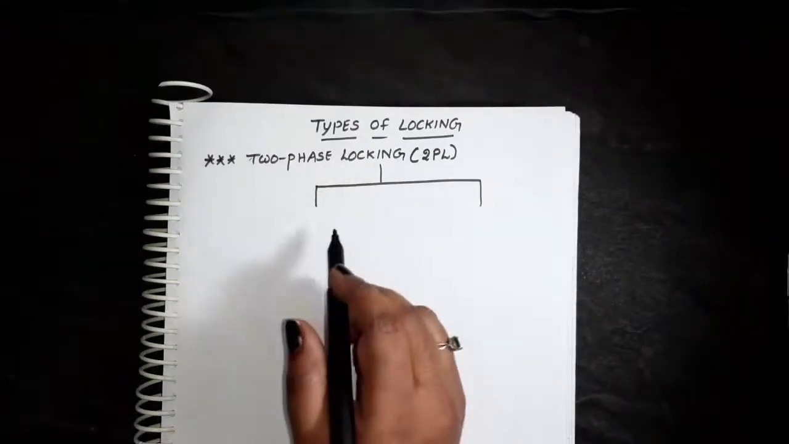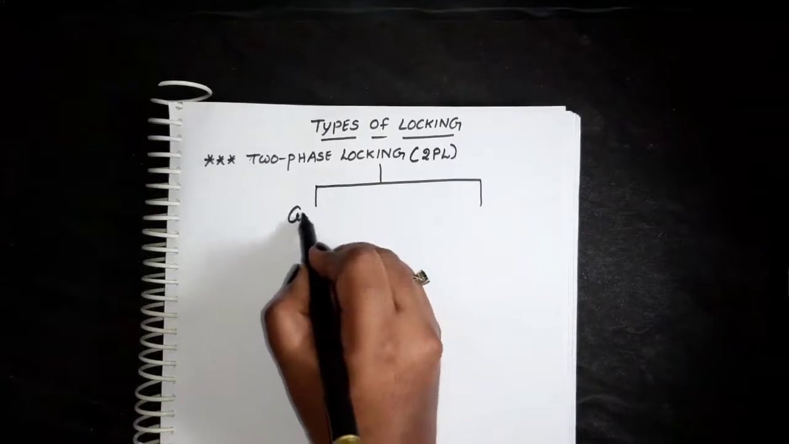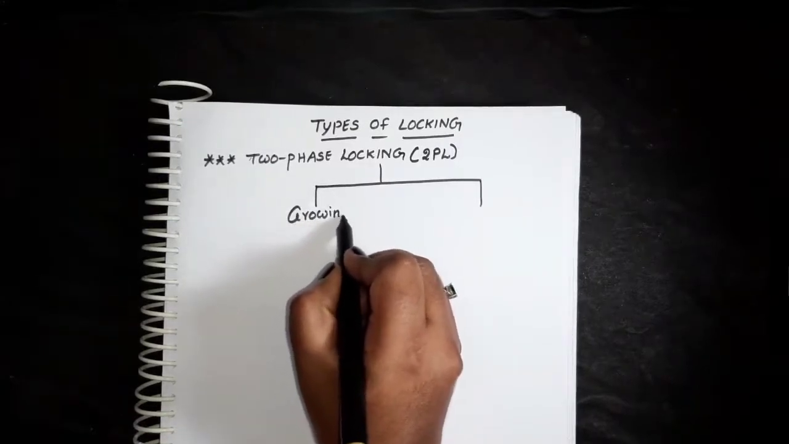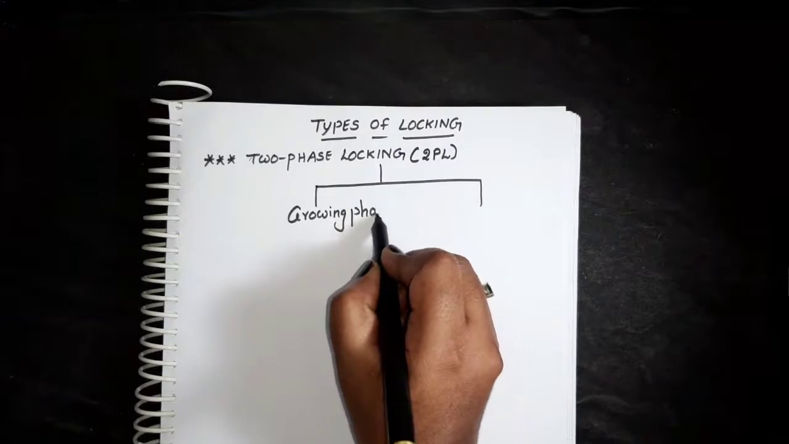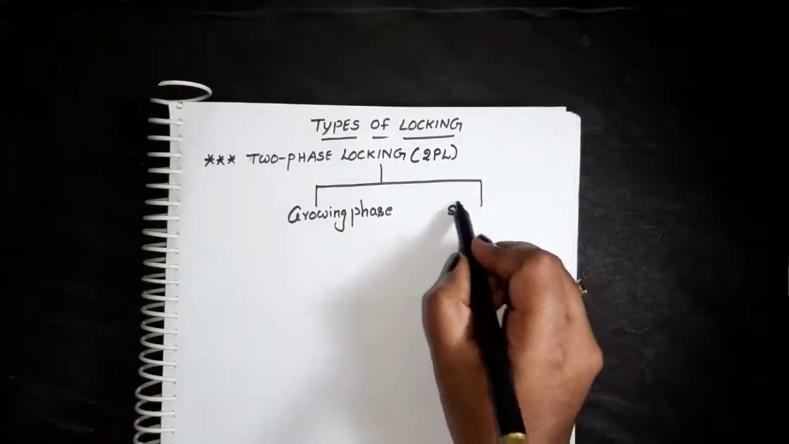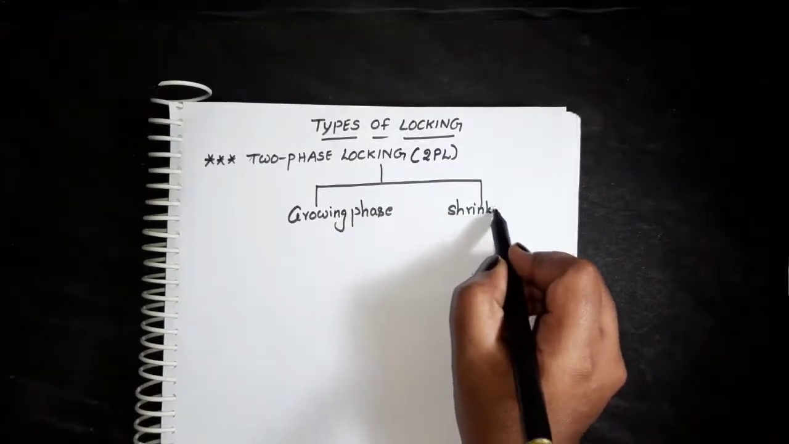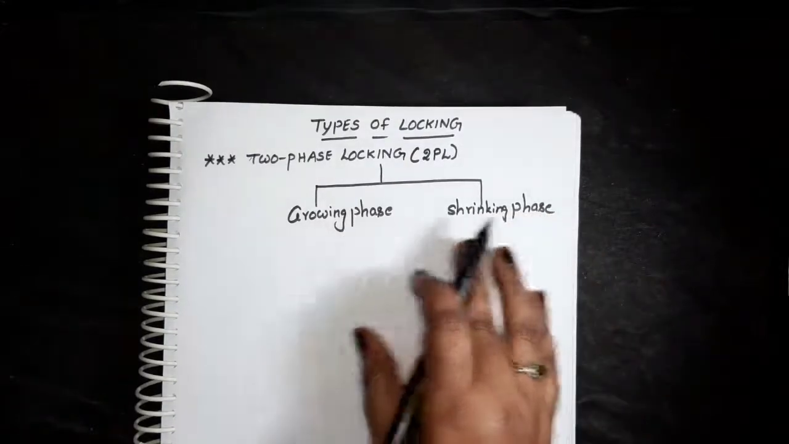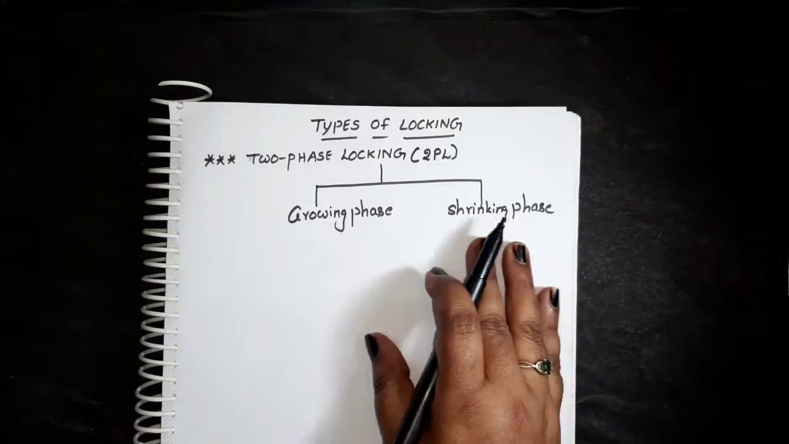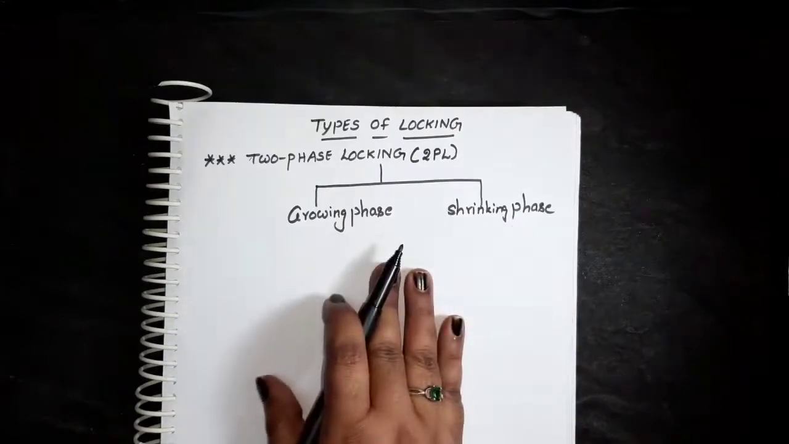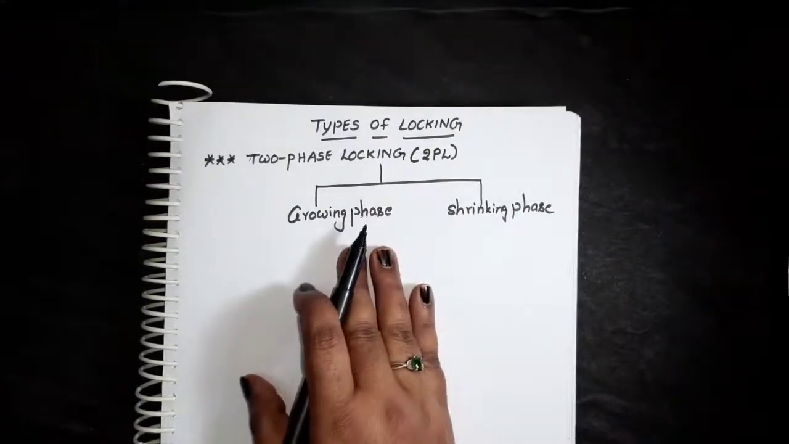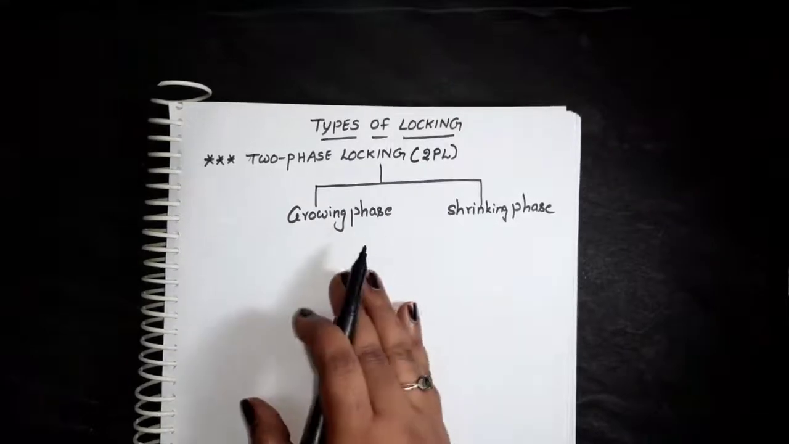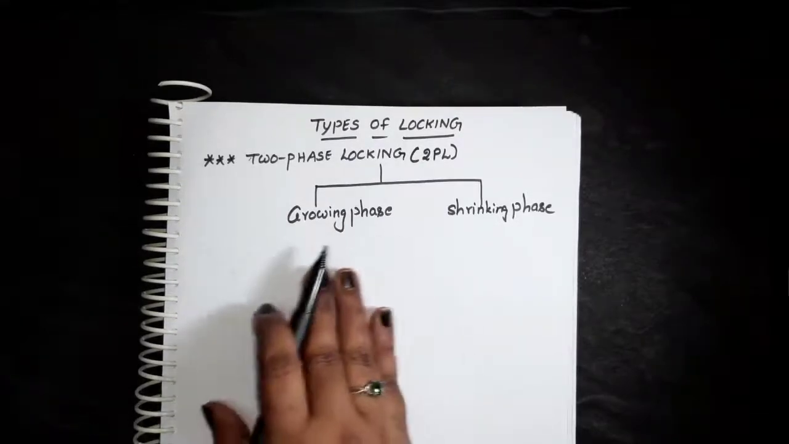So what are the two phases? The first phase is called the growing phase, and the second phase is called the shrinking phase. In the growing phase, you can continuously place the locks, and you cannot release the locks.